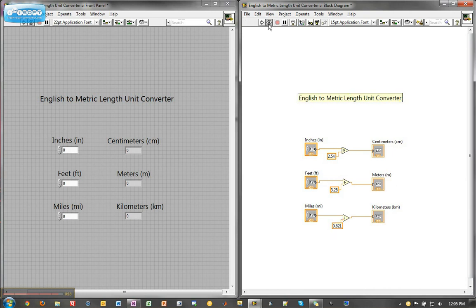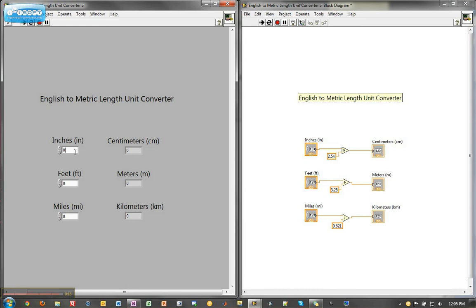And then we can run the program. We put in 1 inch, we get 2.54 centimeters. Put in 1 foot, we get 0.3048 meters. Put in 1 mile, we get 1.61 kilometers. And that's how you make this converter.